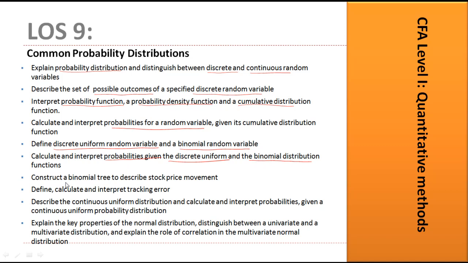Then we will learn to construct a binomial tree to describe a stock price movement. We will look at the tracking error. Then we will look at the continuous uniform distribution. And finally, we explain the key properties of normal distribution. We look at the difference between univariate and multivariate distribution. And we consider the role of correlation in multivariate normal distribution.